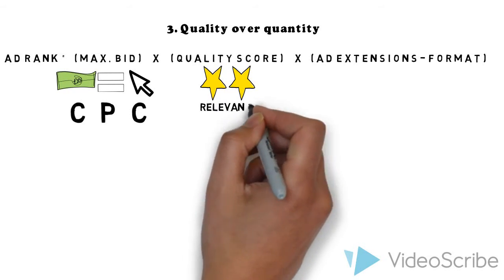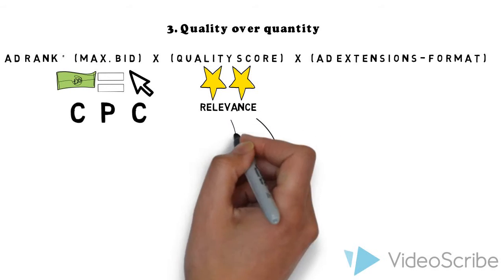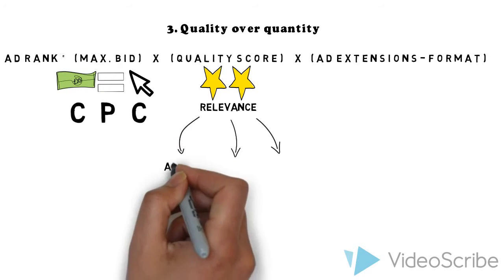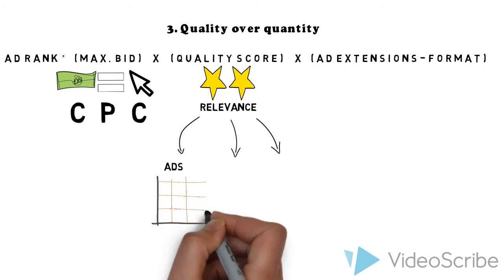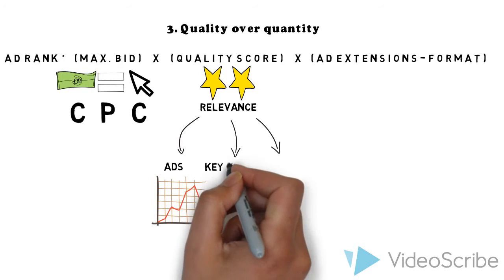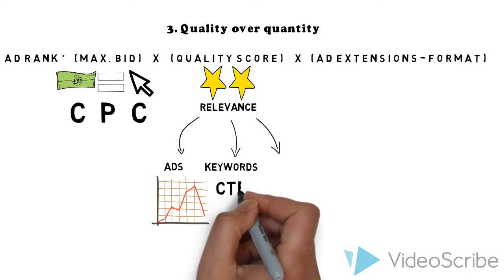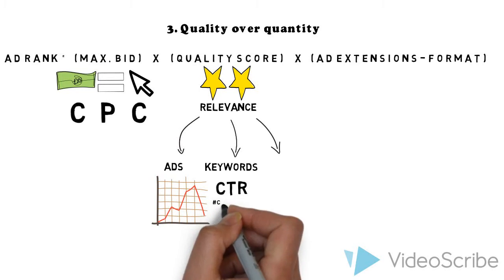It includes 3 main components. Relevance of the ads you're showing, and basically how their structure can help the users find the result to their question easily. Second is relevance of the keywords, measured by the click-through rate, or CTR, which is really the number of clicks over the number of impressions to measure if your users actually found the ad useful and clicked on it. Lastly, relevance includes the relevance of the landing page.